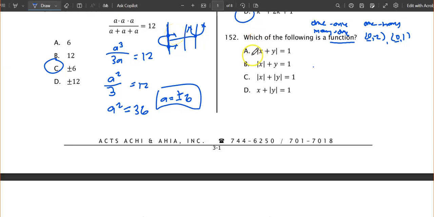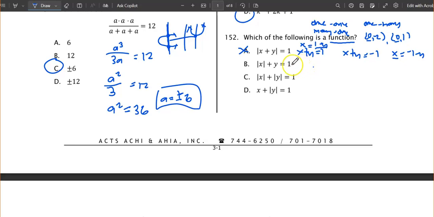So let's do letter A. Remember, when you are dealing with absolute value, we need to consider as well the negative and positive values, right? So this is x plus y equals 1, and then x plus y equals negative 1. If you're going to solve for x, it will be 1 minus y, and then the other one is x equals negative 1 minus y. So remember, again, x is repeated. If we have an x, it will produce 1 minus y. If we have an x, it will produce negative 1 minus y. So letter A is not a function.